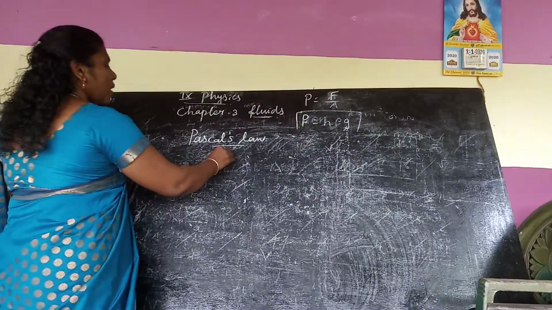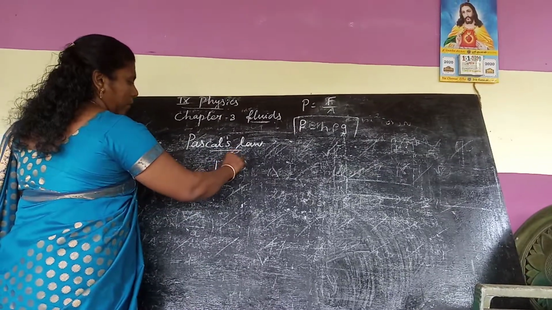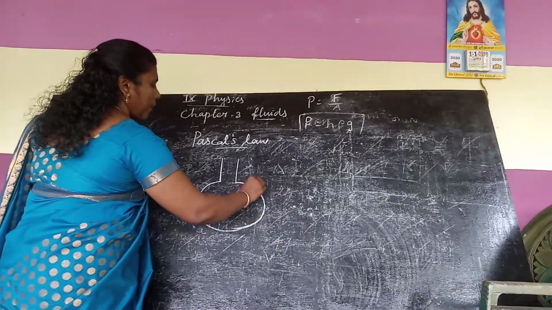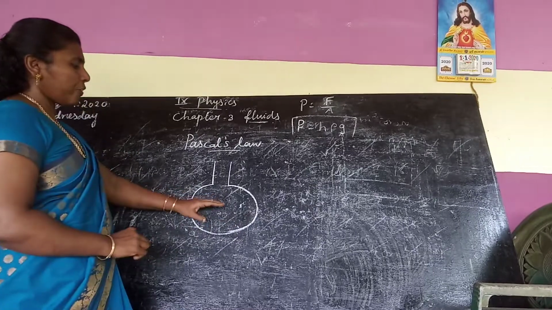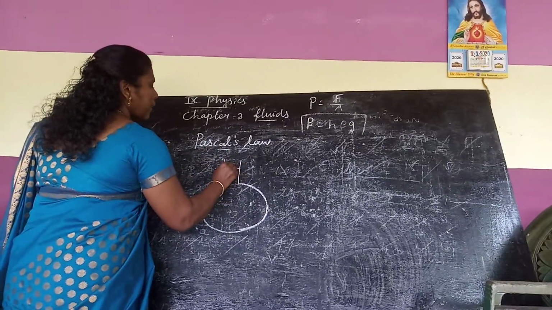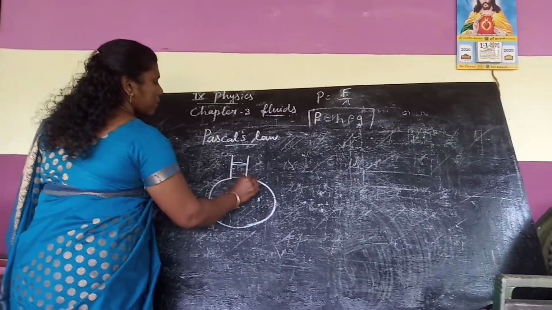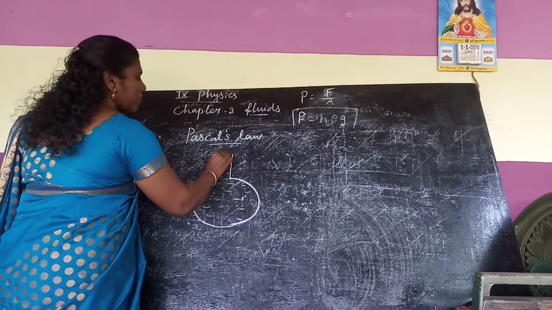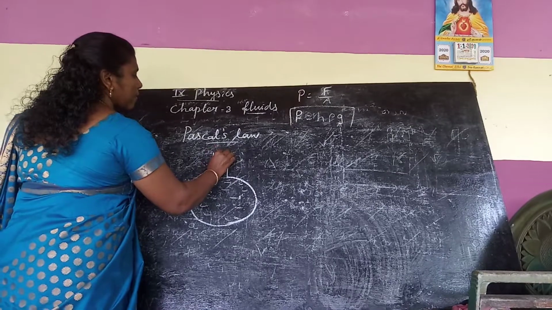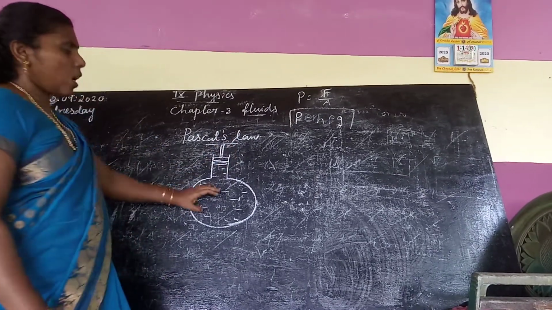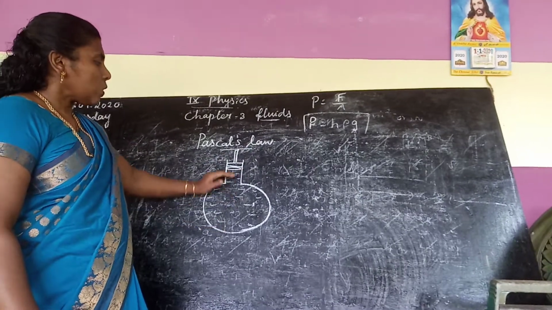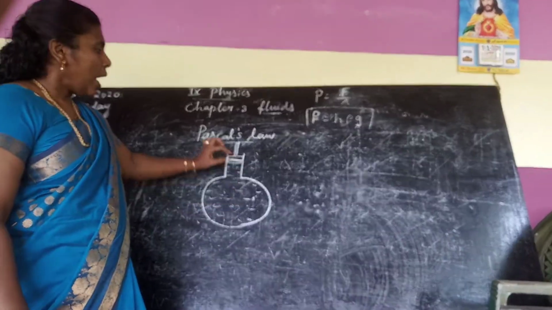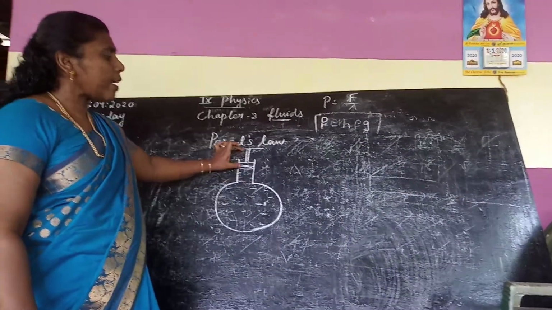This Pascal's law is demonstrated by using a glass jar. Now listen here, this is made up of glass and full of liquid. This glass jar is full of liquid, and this glass jar is closed with an airtight piston. So inside the glass jar, the liquid is there, and the jar is closed with the piston.